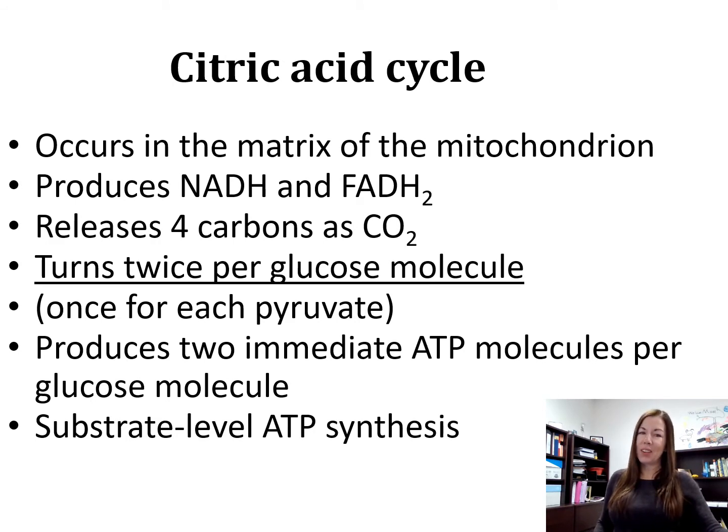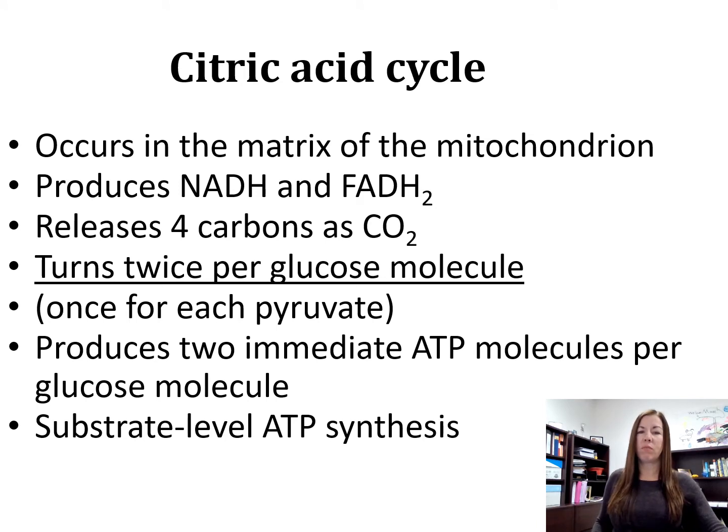So then that takes us to the next step of the process, which is the citric acid cycle. So the citric acid cycle actually happens in the matrix of the mitochondria. So before we had glycolysis that happened outside the mitochondria, right? It happens in the cytoplasm. And then the prep reaction prepares those pyruvates for entry into the citric acid cycle. This happens in the matrix of the mitochondria. And in this process, you're able to produce NADH and FADH.